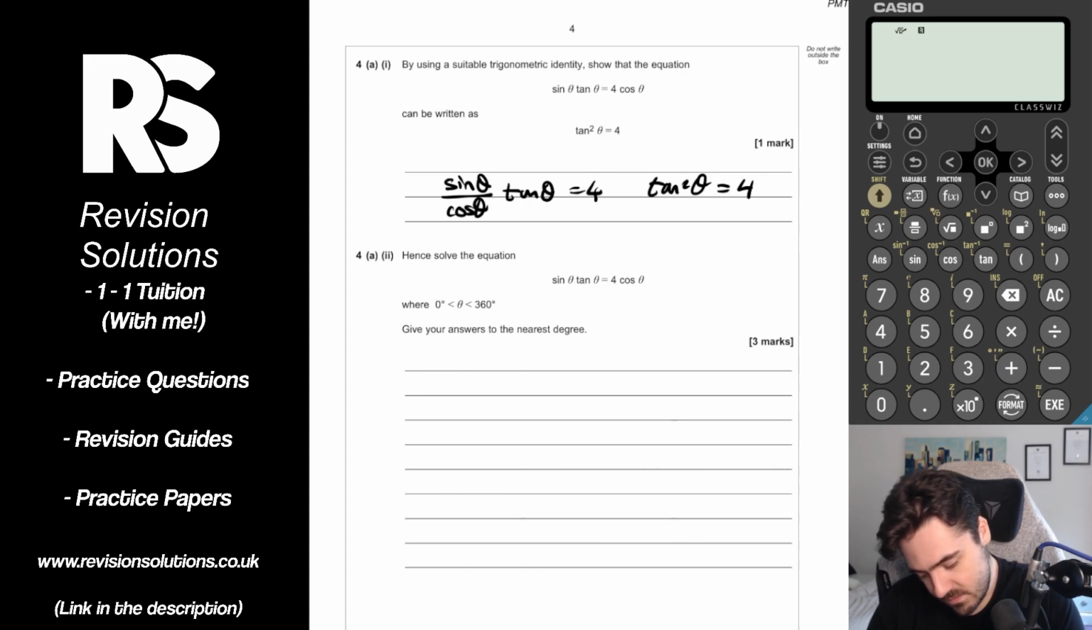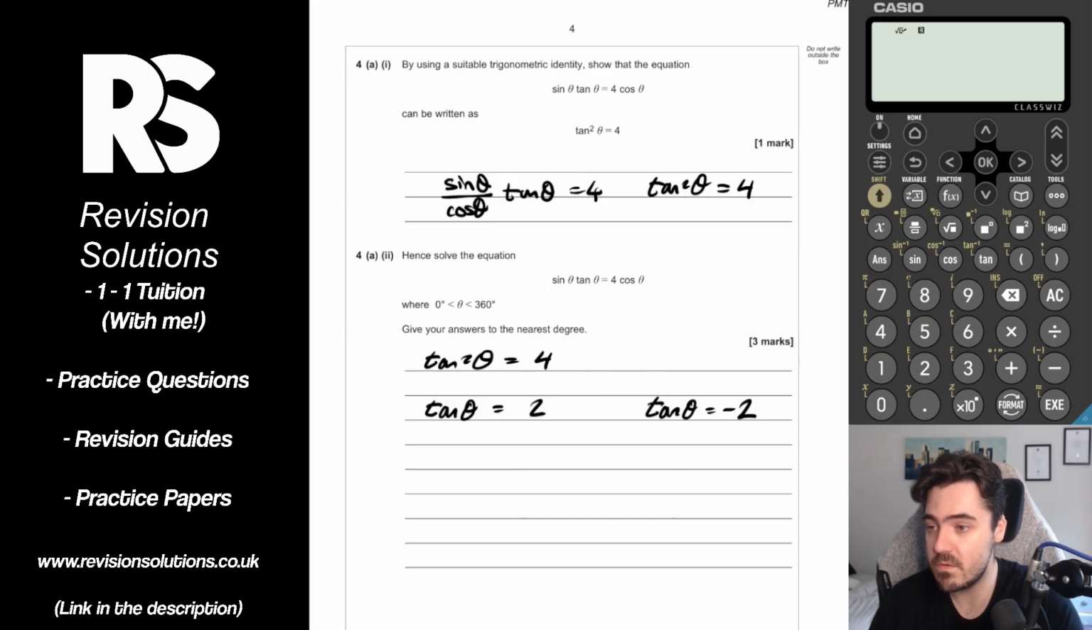Then for part 2, it says hence solve the equation. So that's the same equation that we started with. Rather than solving that, we can start with just tan squared theta equals 4. Then we take the square root to get tan theta. So that means tan theta could equal 2, and tan theta could also equal minus 2.